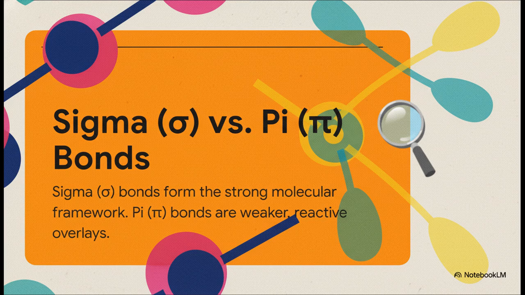So first, the sigma bond. Every single covalent bond has one of these. I want you to think of it as the strong steel framework of a skyscraper. It's the tough foundational skeleton. But some bonds, like double or triple bonds, they have extra parts called pi bonds. These are weaker, more exposed connections. Think of them like the glass windows on the outside of that skyscraper.